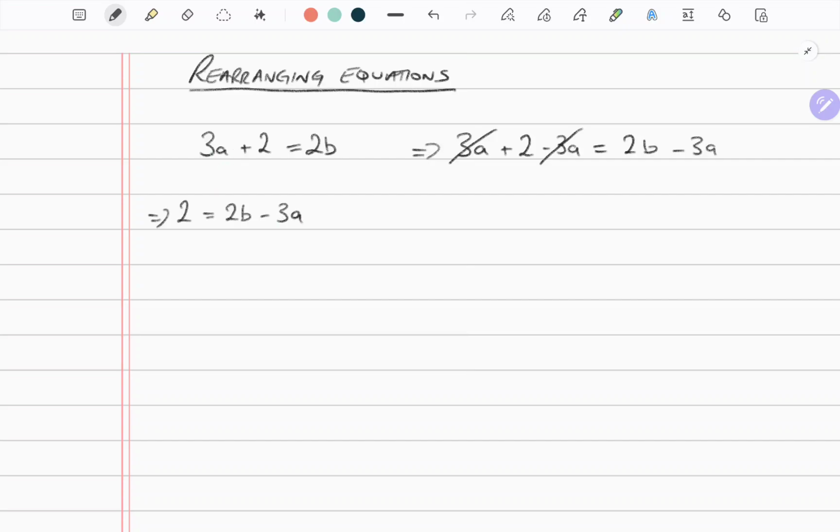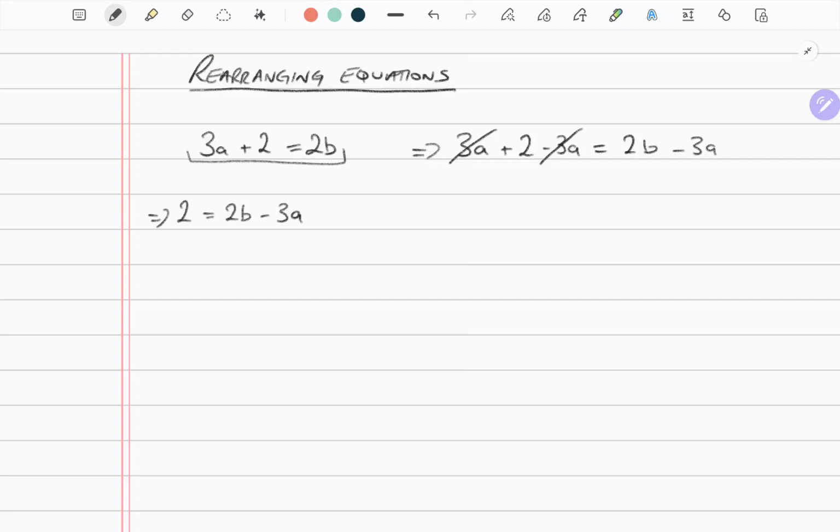Now, when you compare it to this first equation we had, you'll see there we had a plus 3a on this side, but when it ends up on the other side, it's a minus 3a. So just remember the rule, change the side, change the sign.